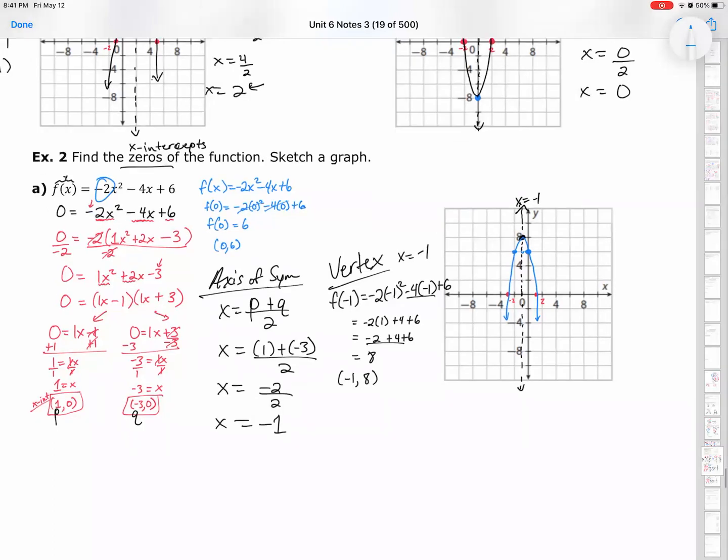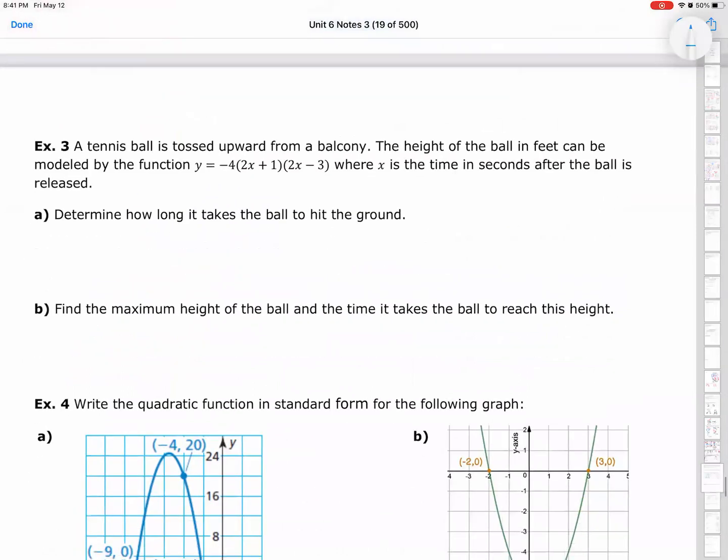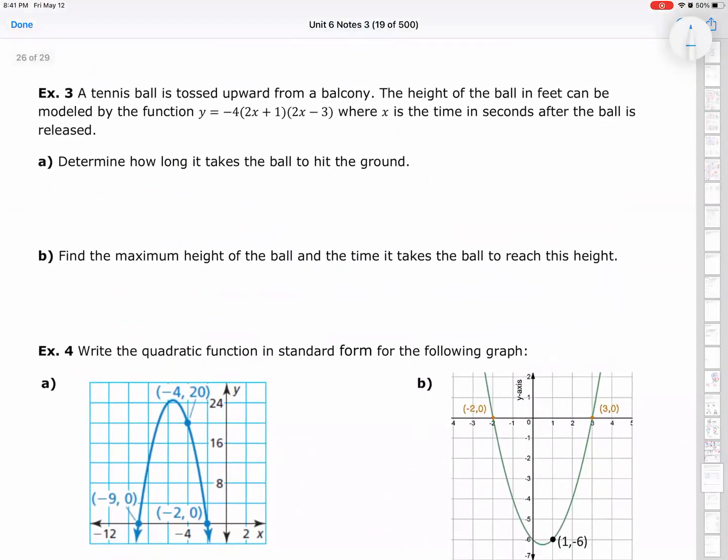All right, moving on to example 3. Here we have a tennis ball is tossed from a balcony, and the height of the ball in feet can be modeled by this function, where x is the time in seconds after the ball is released, and we're asked to determine how long it would take for the ball to hit the ground.